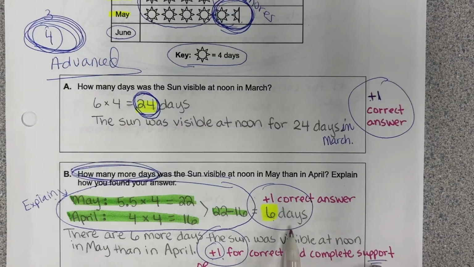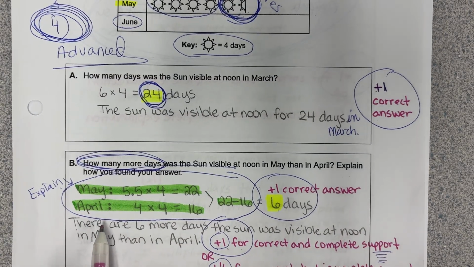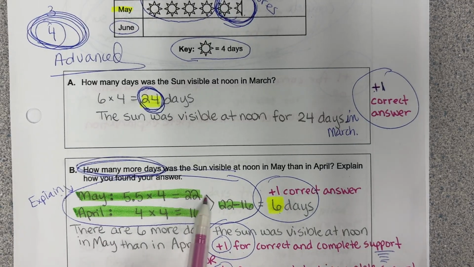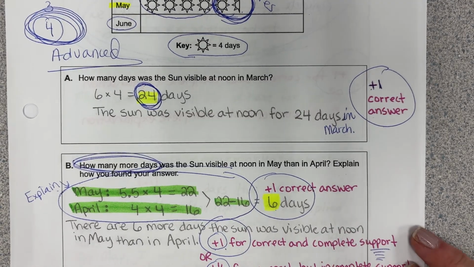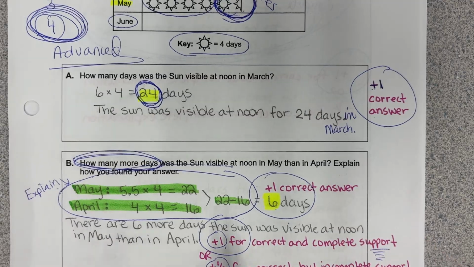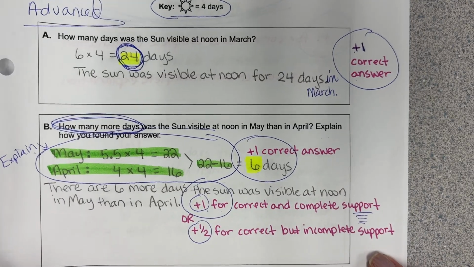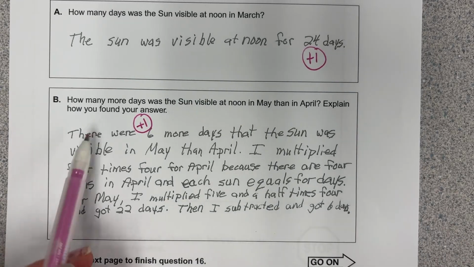So we had to have the 6 days, but then we had to have some kind of justification. If you remember, I justified it just by doing May days and April days and then subtracting. You could explain it in words. So let's see if we like what this student said and we think it's a correct and complete explanation. Let's go back. I'm going to read it out loud, then you can pause it and decide.